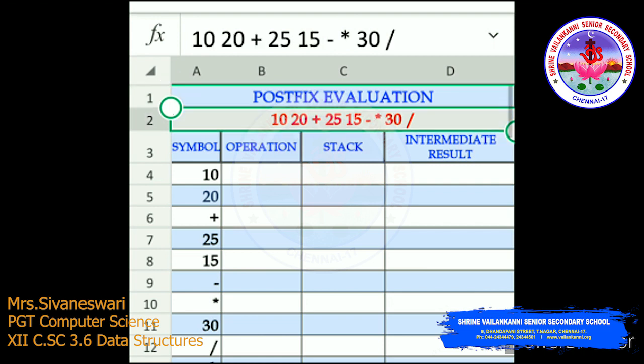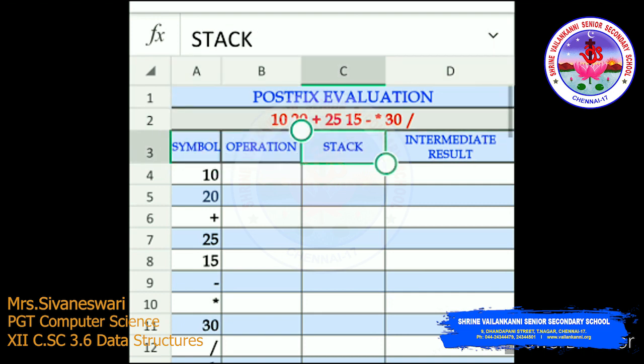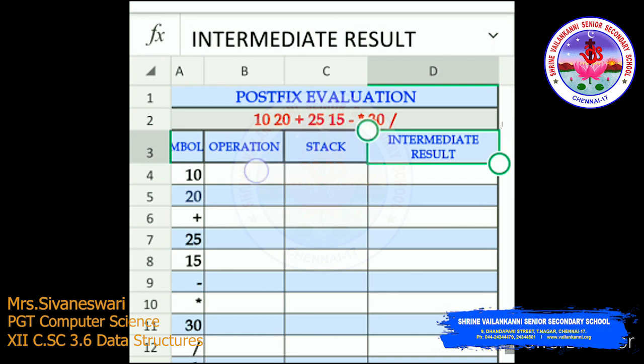Today's session is about postfix evaluation using stack operation. Here we have the expression 10, 20 plus 25, 15 minus star 30 slash. We have 4 columns: symbol, operation, stack and intermediate result.